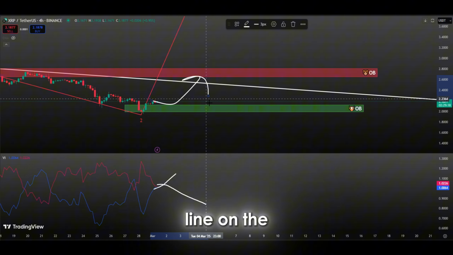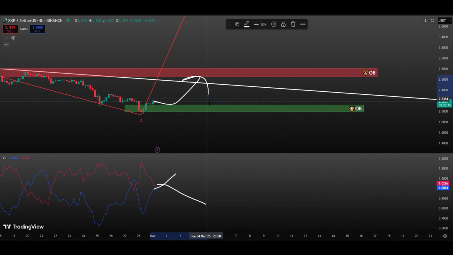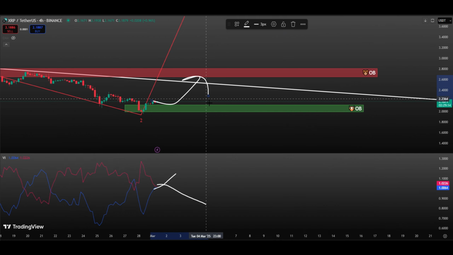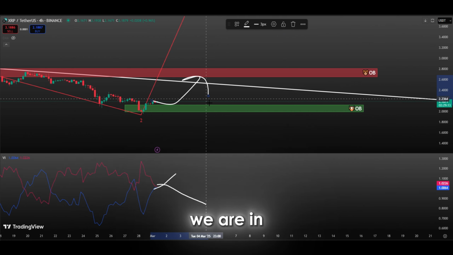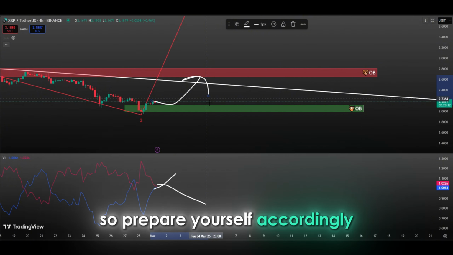Currently, the blue line on the Vortex indicator is about to cross the red line from above. This indicates that an uptrend is about to begin and buyers are gaining strength. If the blue line crosses the red line and heads upwards, this could be considered a strong buy signal. In this case, the upward movement of prices may accelerate. The Vortex tells us which trend we are in. Think of it as saying that we are now moving into an uptrend, so prepare yourself accordingly.